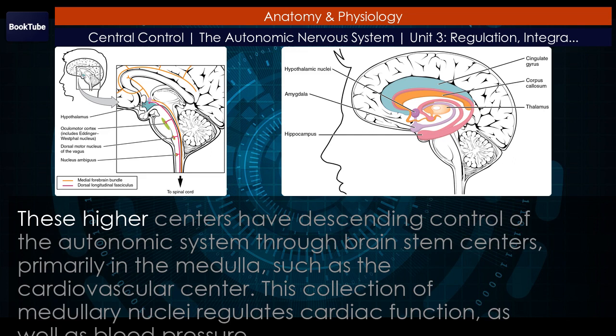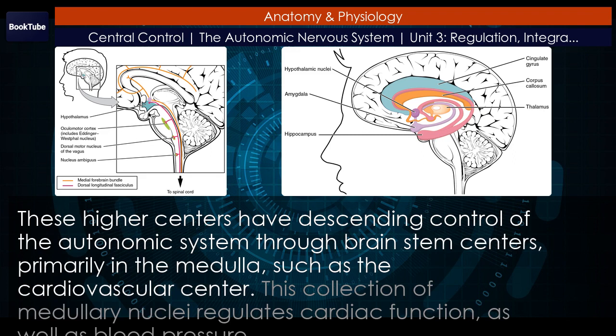These higher centers have descending control of the autonomic system through brainstem centers, primarily in the medulla, such as the cardiovascular center. This collection of medullary nuclei regulates cardiac function, as well as blood pressure.